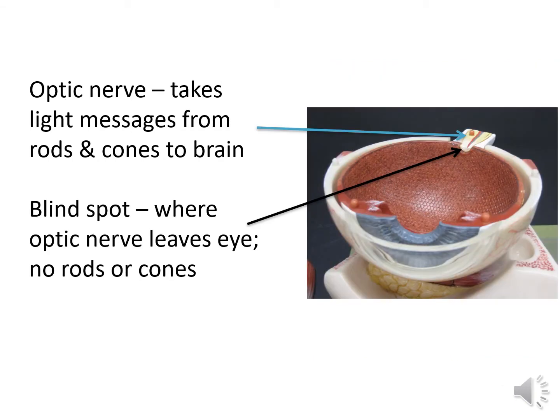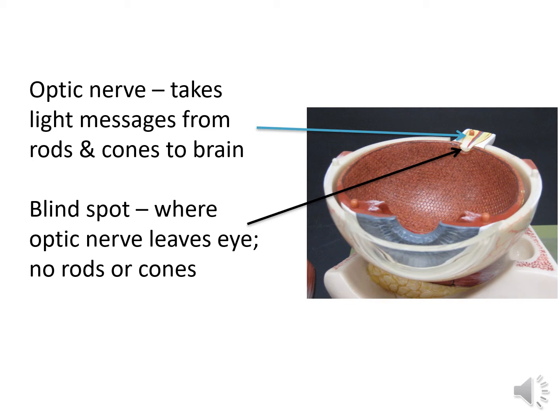I said earlier the retina layer was the innermost layer, and it did have the rods and the cones. Those rods and cones do send messages along the optic nerve, which takes light messages from the rods and the cones to the brain. Now, for most of the eye that you can see here, the kind of snakeskin pattern and kind of red color, that would be the retina layer with its rods and its cones, and they'd be sending the information over to the optic nerve.